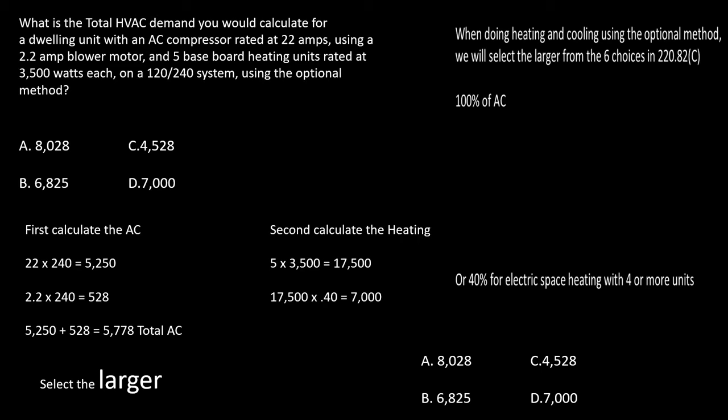So remember, it was 3 heaters at 3,500 VAs, and it gave us a total of 6,825, and then 5 heaters at 3,500 VAs only gave us a total of 7,000. So that's pretty neat right there in that pocket. So let's get to it.